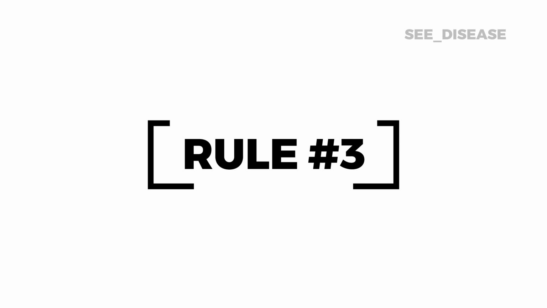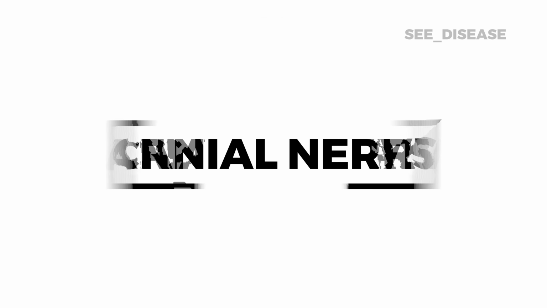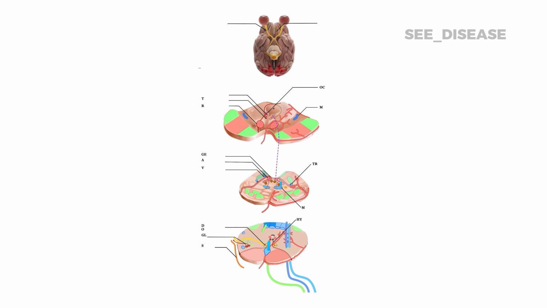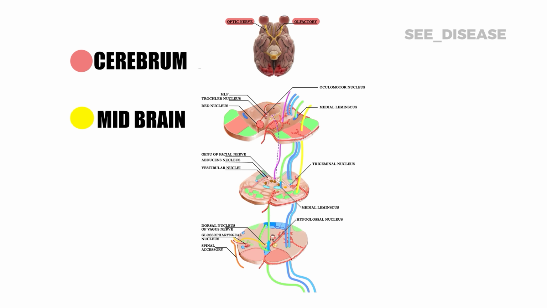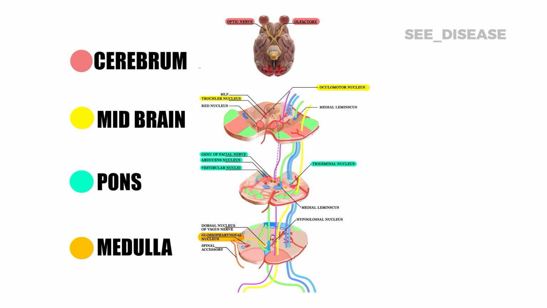Rule number 3: there are 4 cranial nerves above the level of the pons. There are 2 at the midbrain and 2 above the midbrain. Above the midbrain, the olfactory and optic, and at the level of the midbrain, you have the 3rd and 4th cranial nerve nuclei. At the level of the pons, we have 4 cranial nerve nuclei, that is 5, 6, 7 and 8. And there are 4 cranial nuclei below the level of the pons, that is at the level of the medulla, you have 9, 10, 11 and 12.